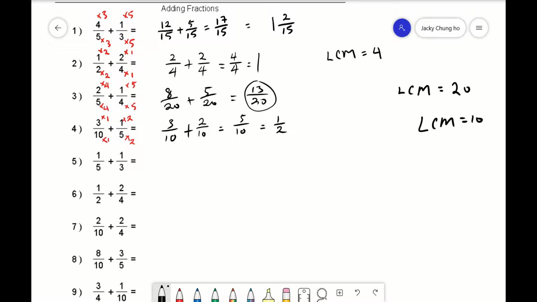Number 5, the LCM between 5 and 3 will be 15. So the denominator of 5 will have to multiply by 3. The denominator of 3 has to multiply by 5. Now 1 times 3 is 3 over 15 plus 5 over 15 equal to 8 over 15, and that will be your final answer.